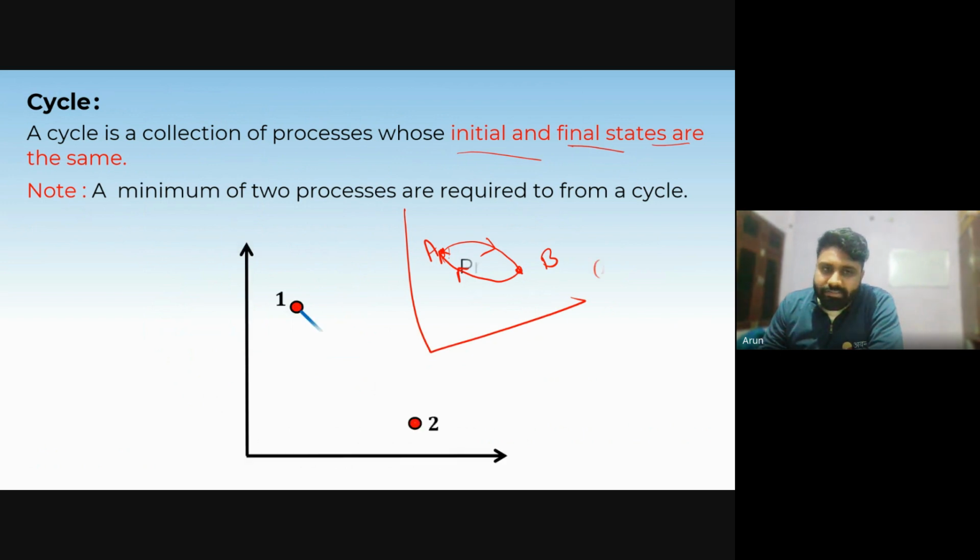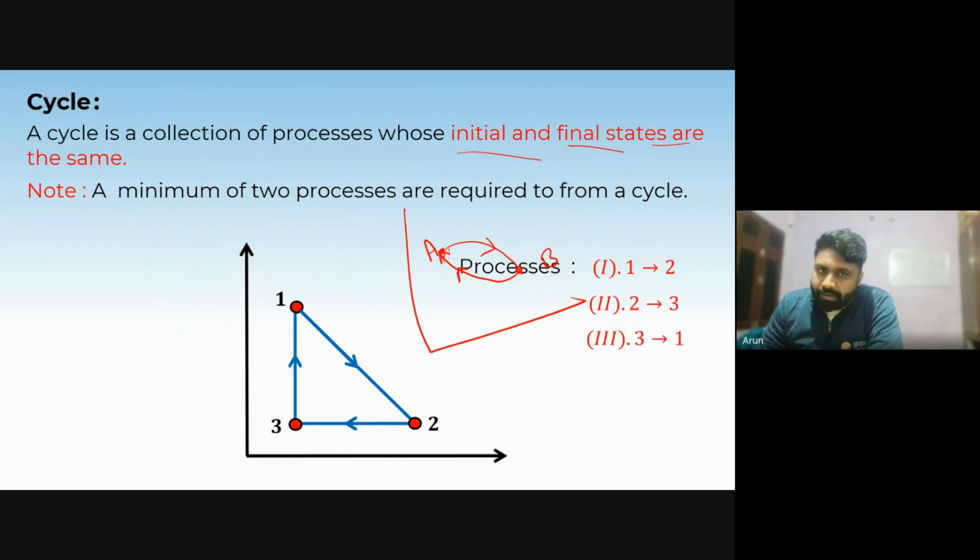This is state 1, this is state 2. So we have completed 1 cycle, because we started from 1, reached 2, then 3, and then again we are reaching 1. So our final position is equal to the initial position.